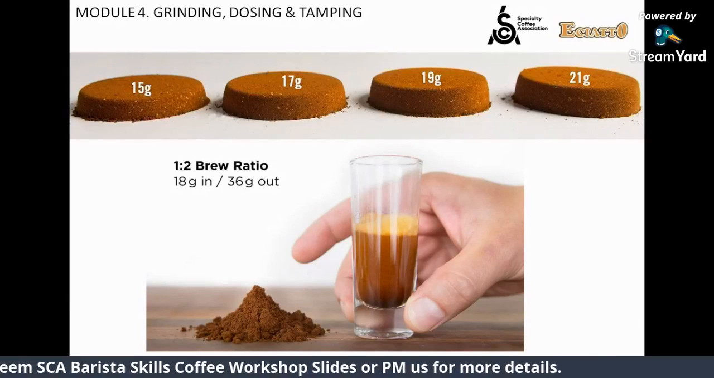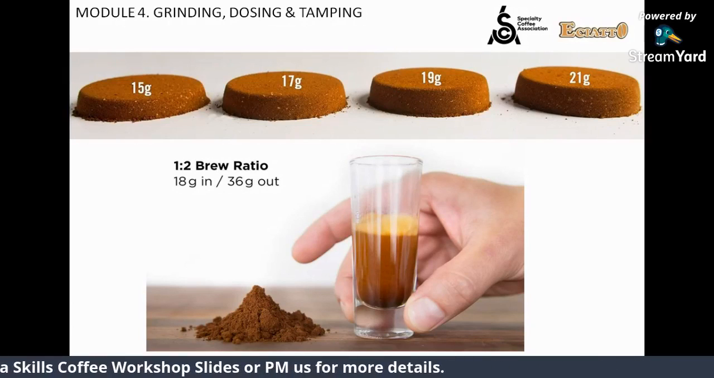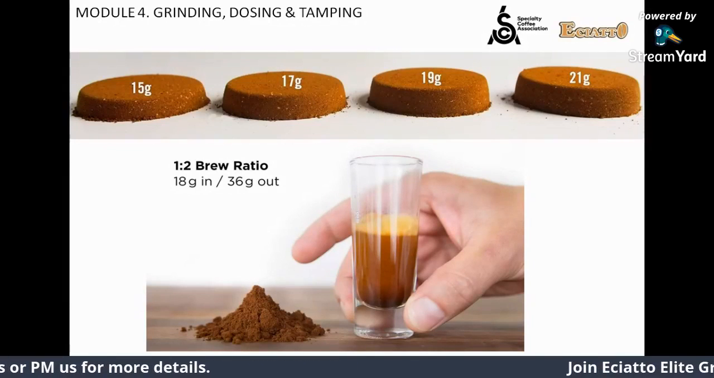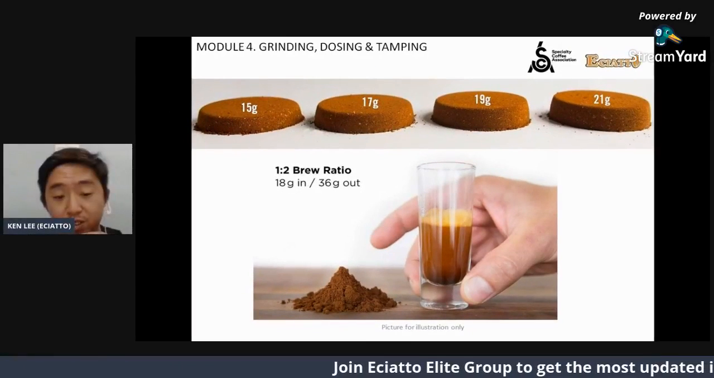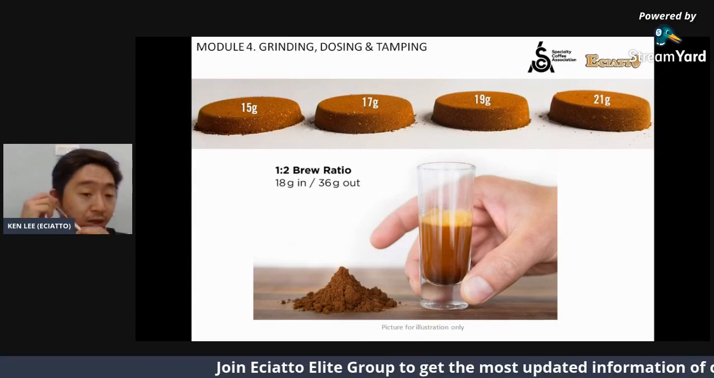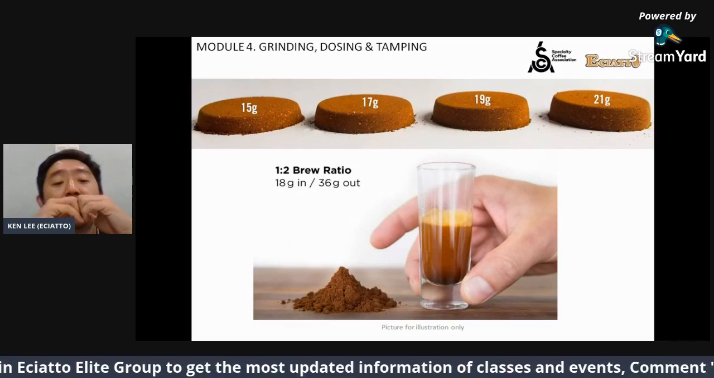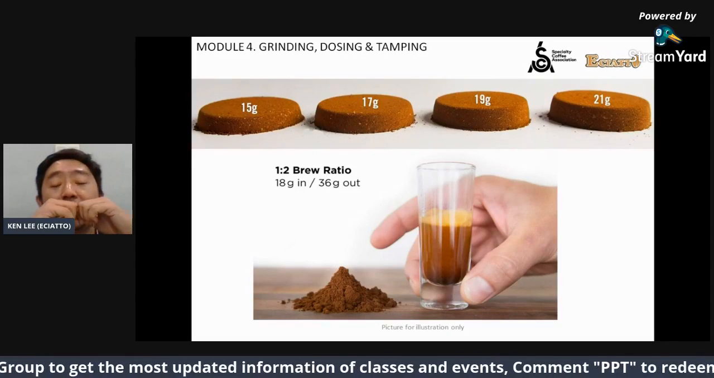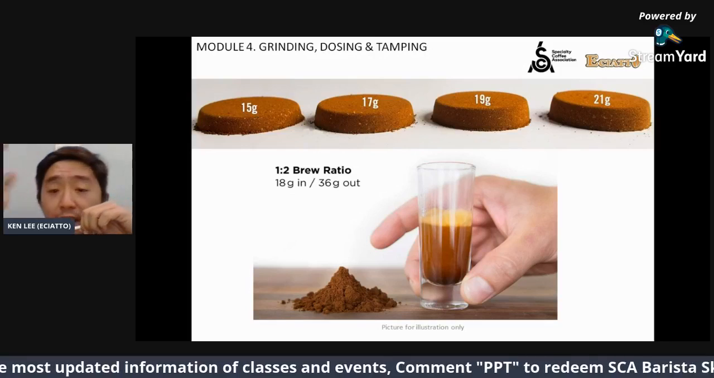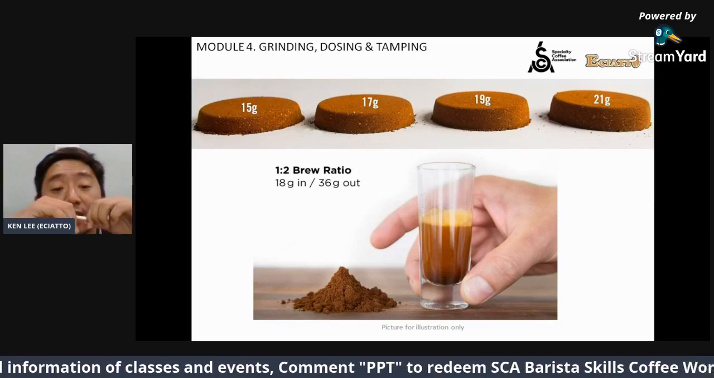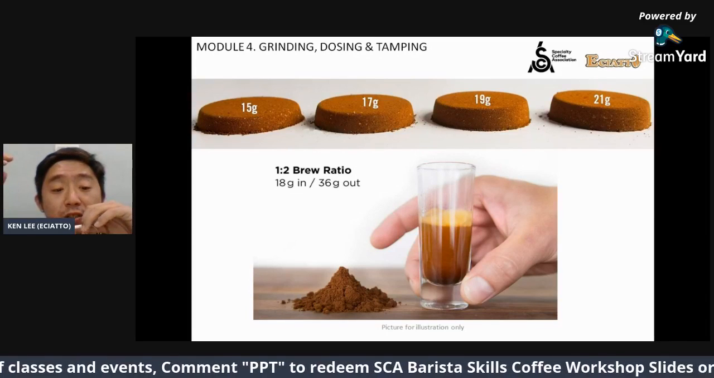As an example, you can look at the photo: we have 18 grams in, 36 grams out. A simple, common extraction brew ratio. Some of you may ask, I use 18 grams, but I don't really pull 36 grams. Then how does this happen to your shot?